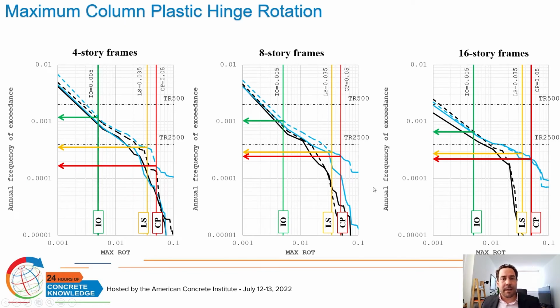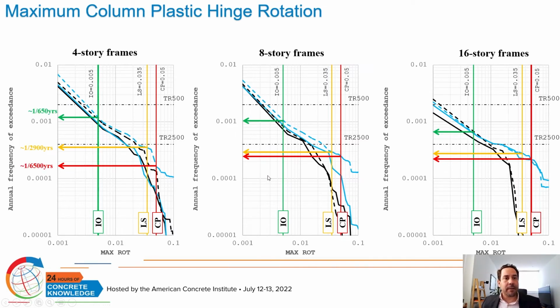The same type of conclusion occurs for the rotation of the beam ends. We can see that the 4-story building is demanded beyond the 4,000 years for the collapse prevention limit. And we can see that the immediate occupancy is close to the 1,000-year return period. So we can say that the building will behave adequately under this intermediate seismic hazard.